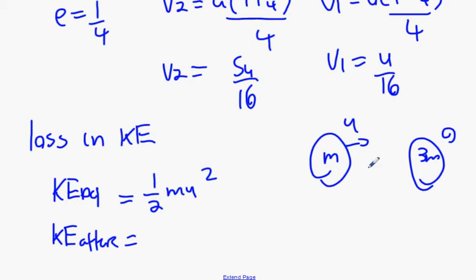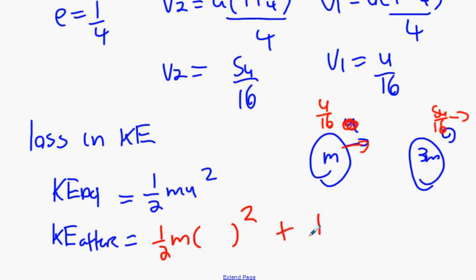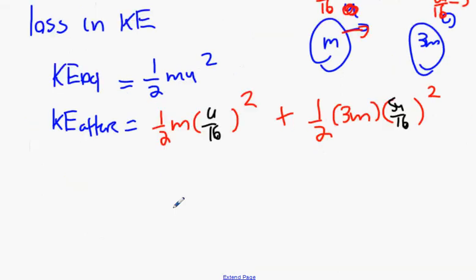The KE after picture is completely different. We have this: the v1 is going to be u over 16 to the right, and the v2 is going to be 5u over 16 going to the right. So we're going to have a half m times something squared plus a half 3m times your speed squared, because there's two different particles moving. The two speeds are u over 16 and 5u over 16. Going to put them both into the calculator, and what I'm going to get is 19mu squared over 128.